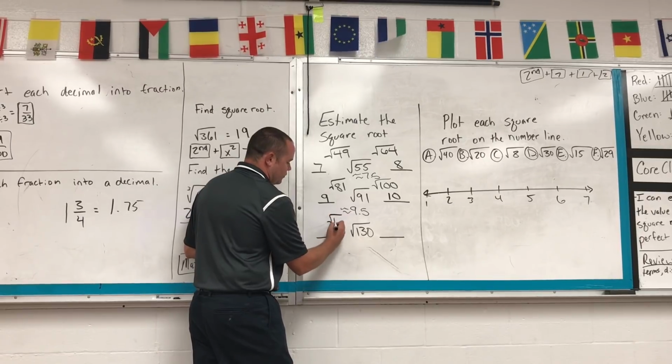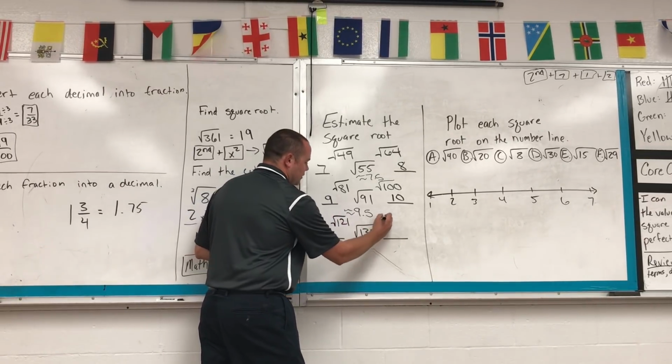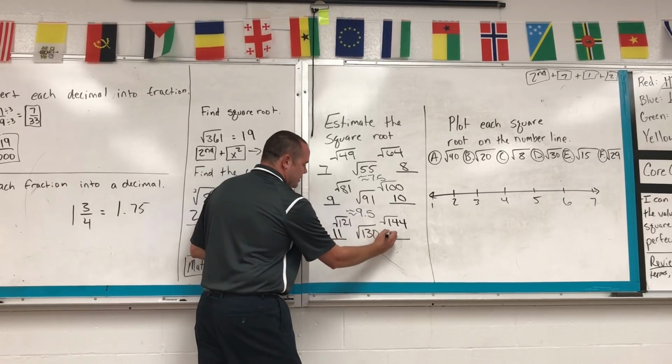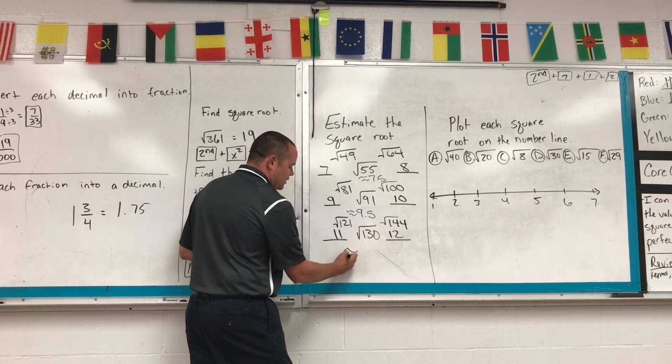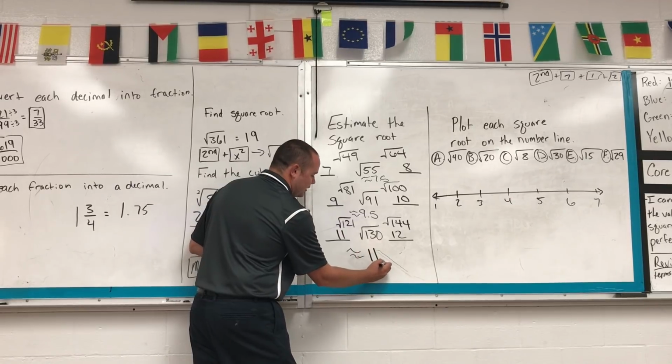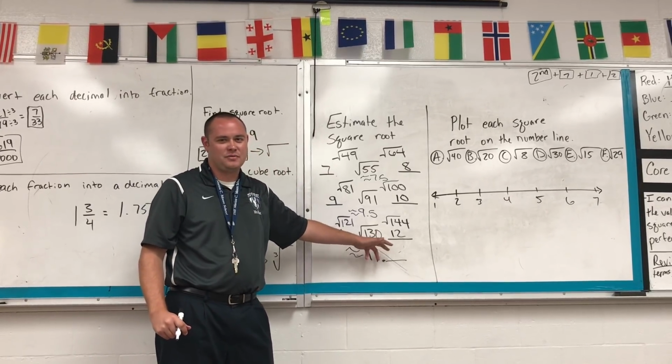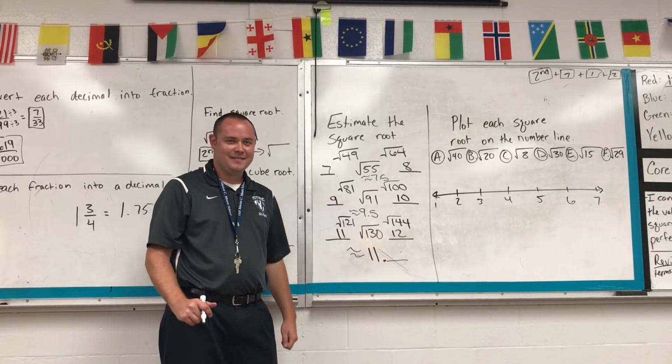And then same thing with 130. I know that 121 is a perfect square and 144 is a perfect square. So my number has to be in between 11 and 12. So again, I don't know exactly what it is, but it's got to be 11 point something. So if I can get that close without a calculator, we're good.